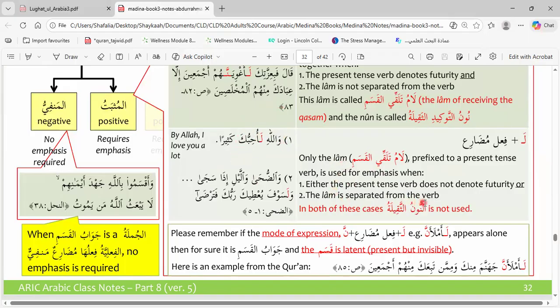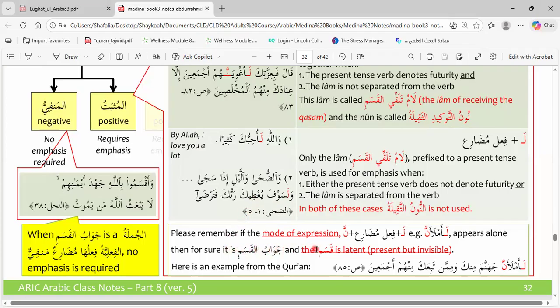Here, either the present verb does not denote futurity or the lam is separated from the verb. So here the lam is not connected to the verb, whereas in the first example we saw it connected to the verb. So here we have lam plus fi'l mudari'. Here we have wa la sawfa. In this case the lam is separated from the verb.